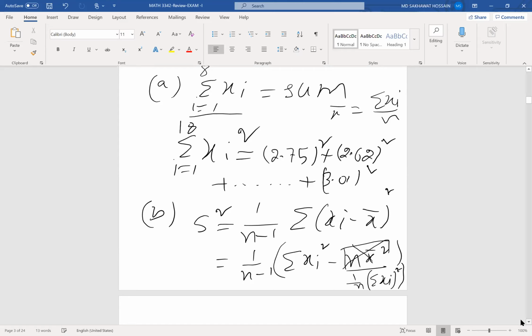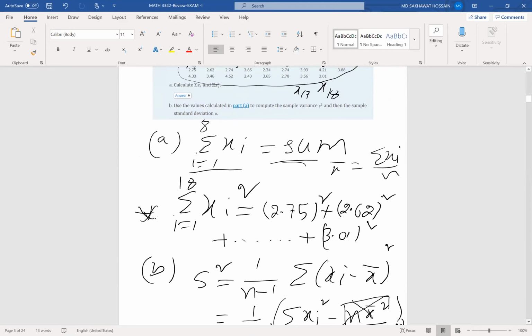Instead of this one, you can write 1 over n summation of xi whole square. So now you have summation of xi square, and you will get this number from here. You also have summation of xi from here. So you have to plug in these numbers, then simplify, and n is 18 here. After simplifying, you will get s square, the sample variance.